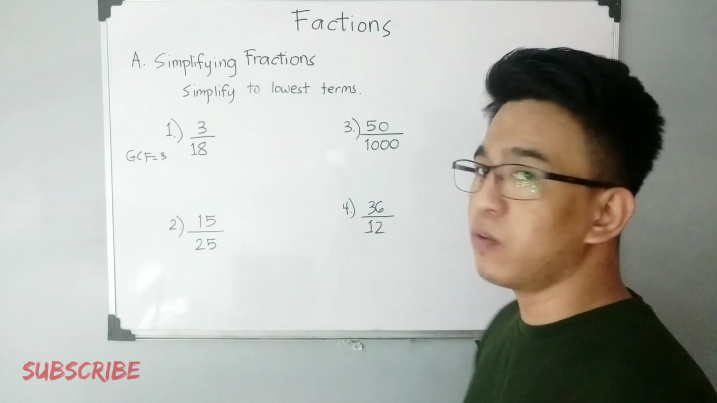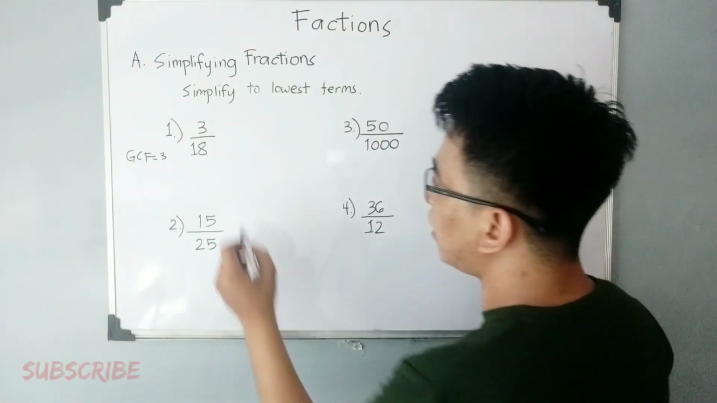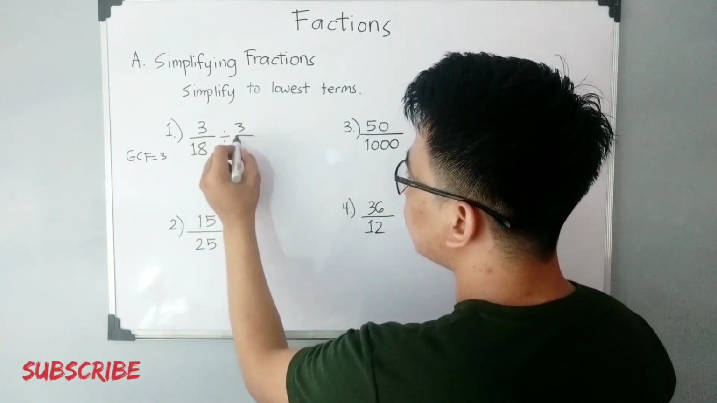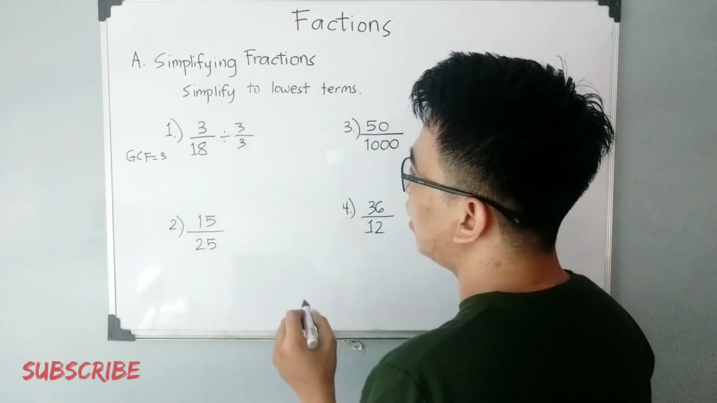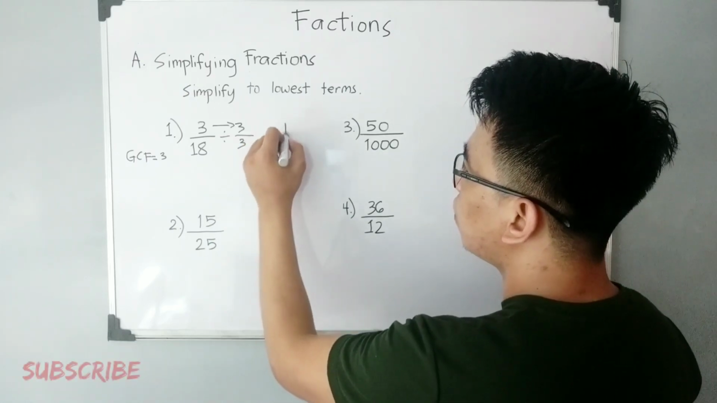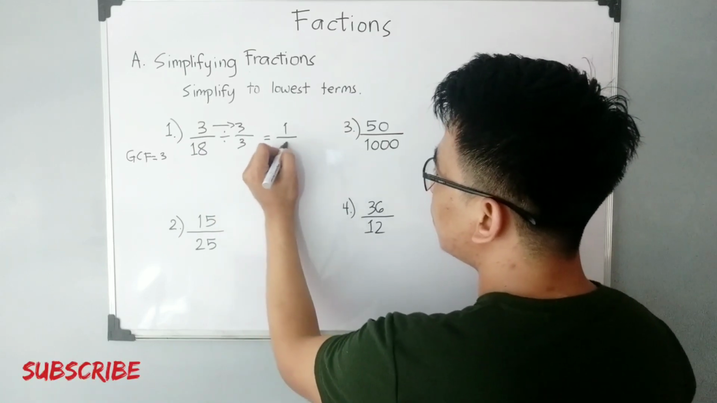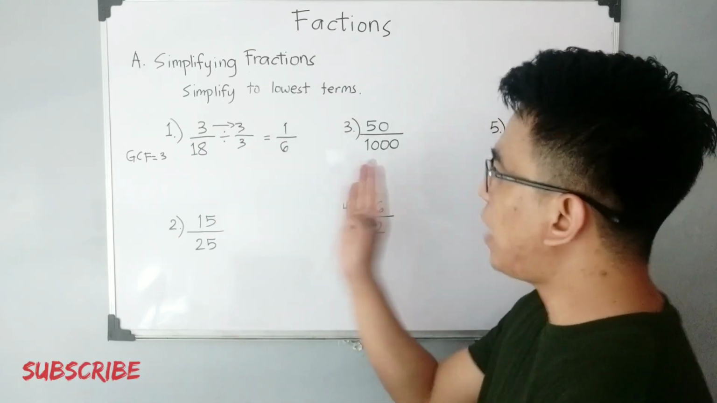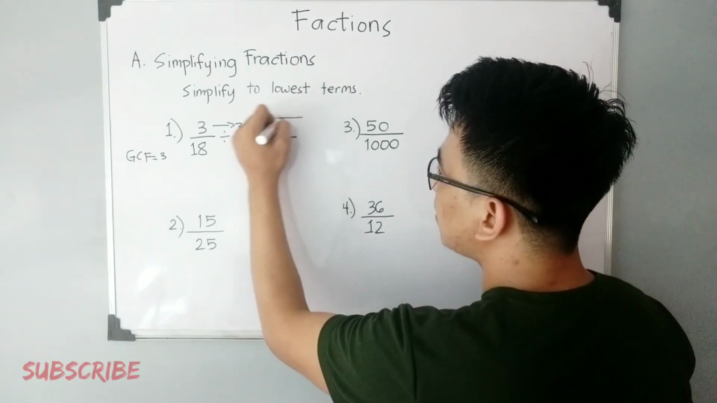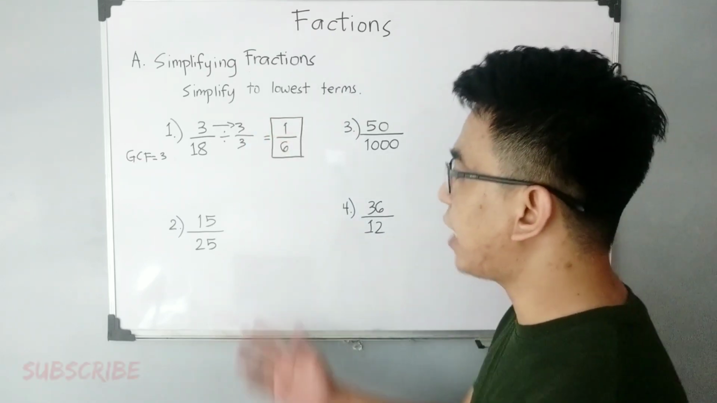Kapag na-identify mo na yung GCF mo, pwede mo na ngayon i-simplify yung iyong fraction by dividing your numerator by 3 and also your denominator by 3. And it goes like this. 3 divided by 3, that will give you 1. And 18 divided by 3, this will give you 6. So as you can see, wala na silang greatest common factor aside from 1. Meaning, this fraction is already in lowest terms. Okay? So let's move on with item number 2.